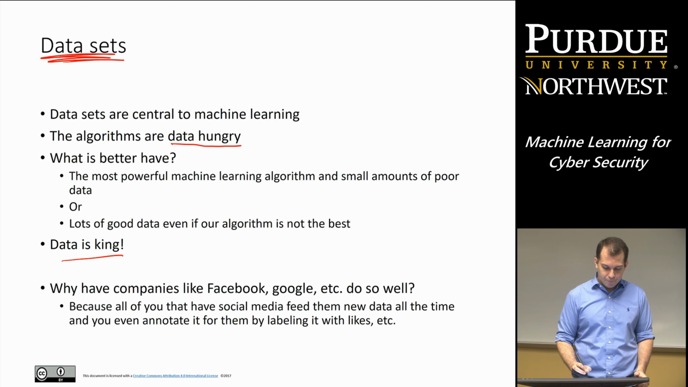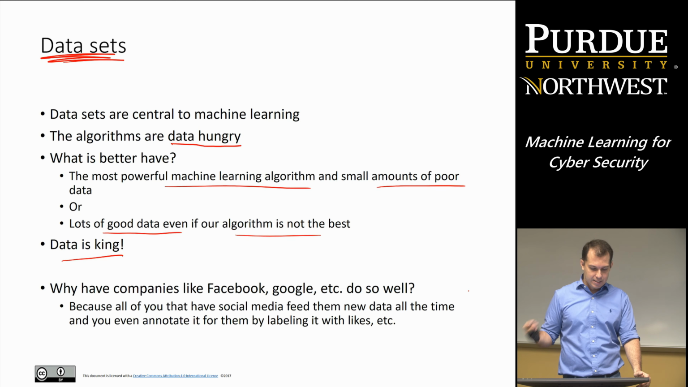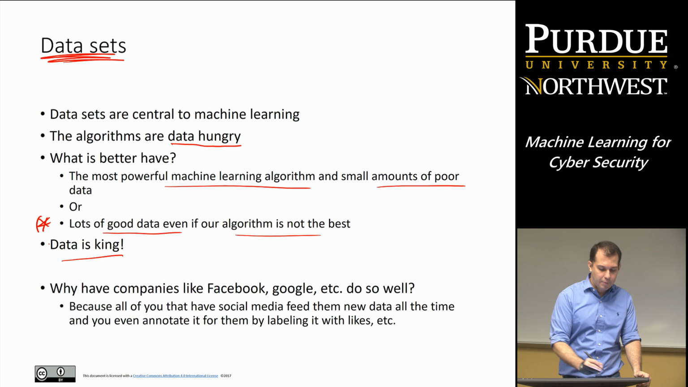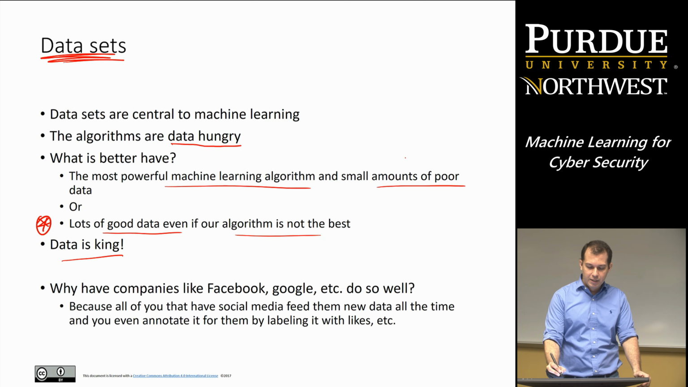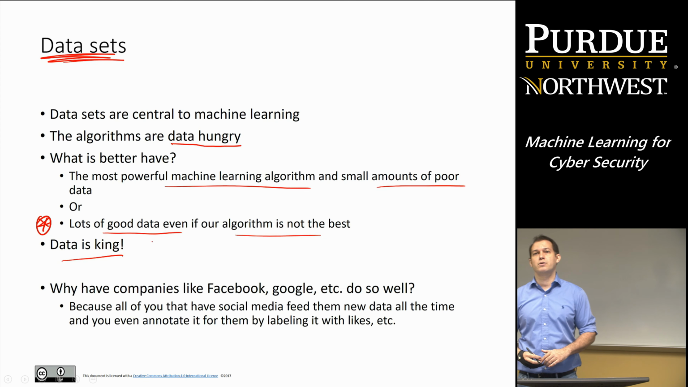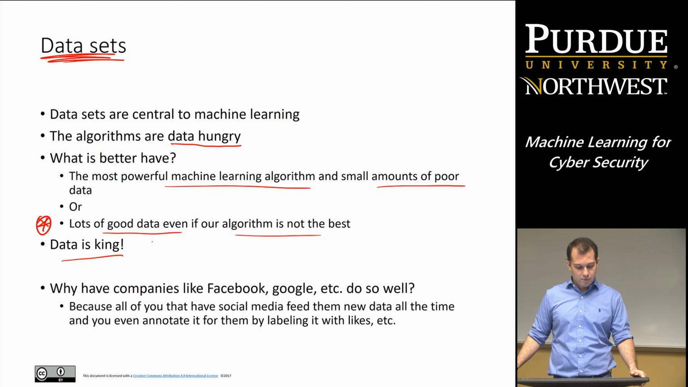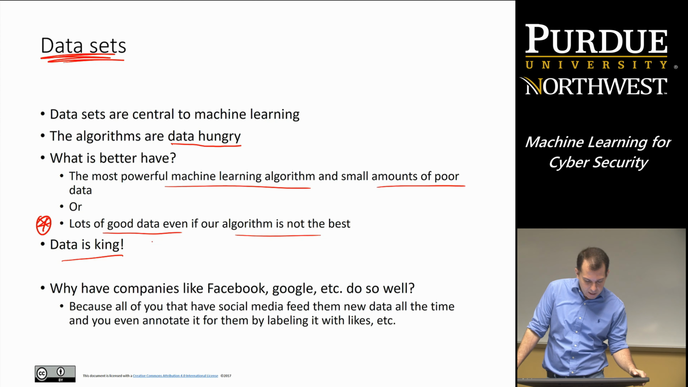You need a lot of data. So what is better to have? The most powerful machine learning algorithm and small amounts of poor data, or lots of data, even if our algorithm is not the best? This is something I was saying before. This is the better one. You can have deep learning here, but terrible data, and it's not going to do very well. Or you can have really great data that you understand really well, and just some basic algorithm like KNN or some standard one, and it'll do okay. So data is king.